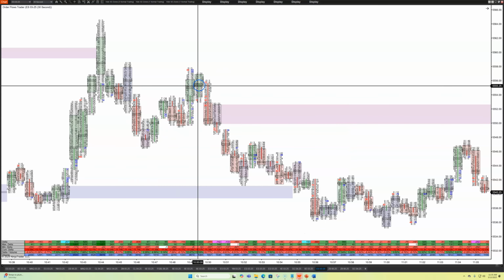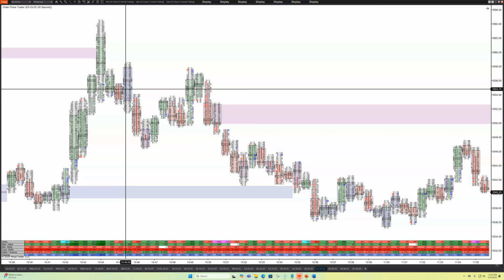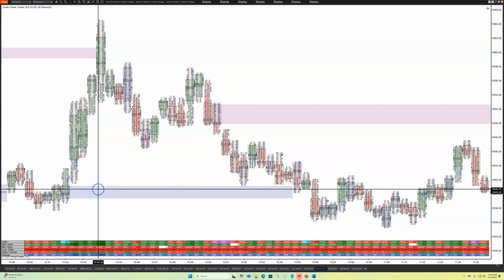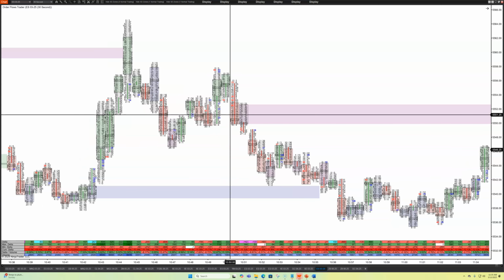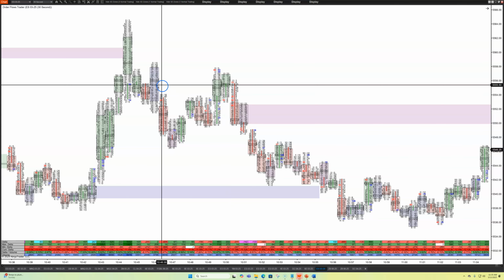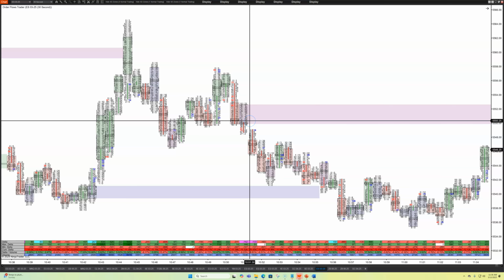So again, regular value areas are green for bullish ones, red for bearish. But the absorption that's taking place in the value area is going to be colored blue, or in this case, the purple color. Okay, and again, what you're looking for is not just that the bar has a blue value area or a purple value area. What you want to see is the market starting to move away from it.